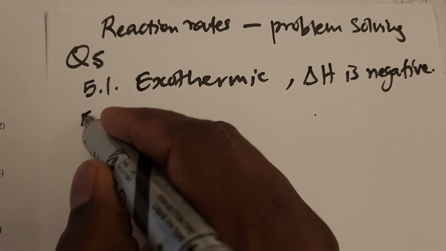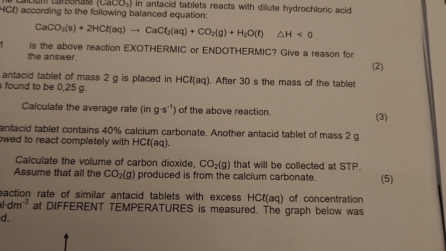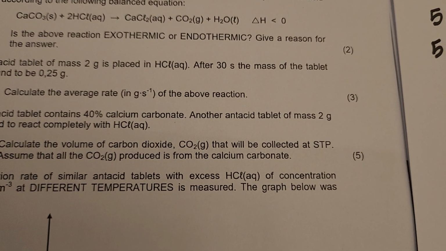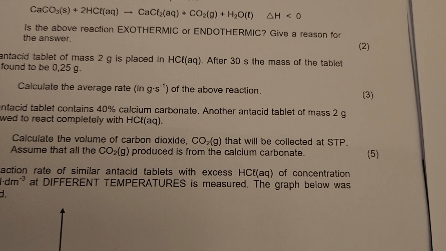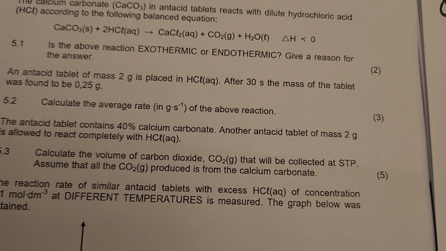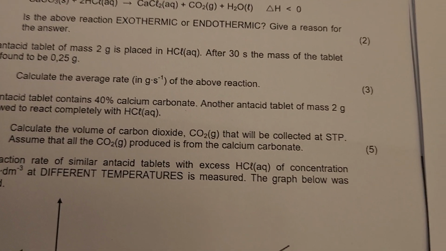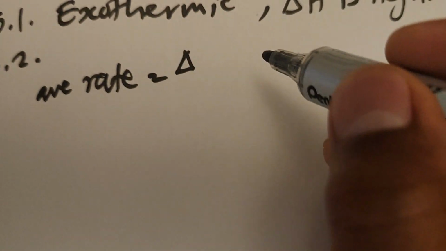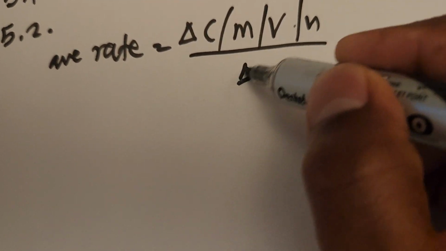So 5.2. Now there's a statement, an antacid tablet of mass 2 grams is placed in HCl. After 30 seconds, the mass of the tablet was found to be reduced to 0.25. Calculate the average rate in grams per second. So we are always guided by this one, because remember the average rate has got 4 possibilities. It's normally delta C, delta M, delta V, delta N, all divided by delta T.